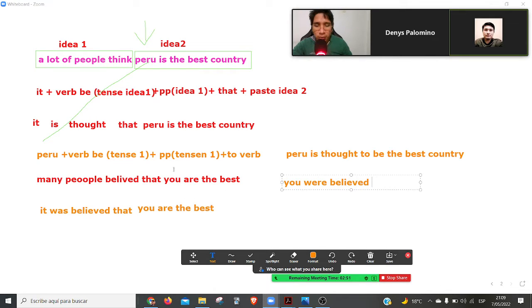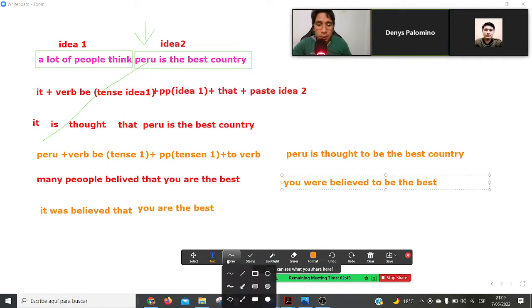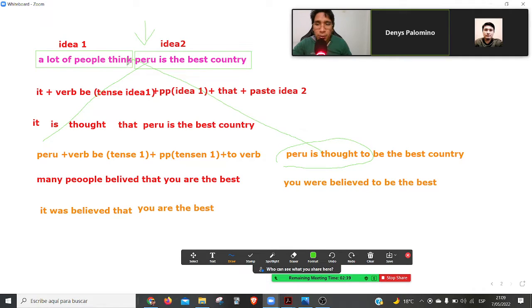Ahora me fijo, mi idea 2, ¿en qué está? ¿En presente, en pasado o futuro? Present. Presente. To be the best. Para que no la hagas muy difícil. La primera parte está basada en qué cosa? En la idea número 1. Verbo. Y de acá, la segunda ya tiene que variar. Ahora presta atención acá. Mira.